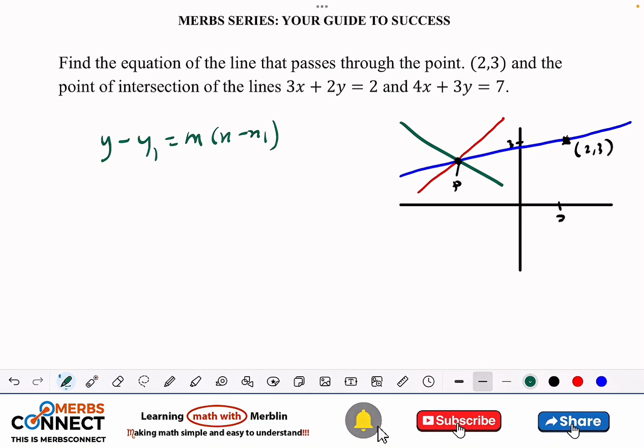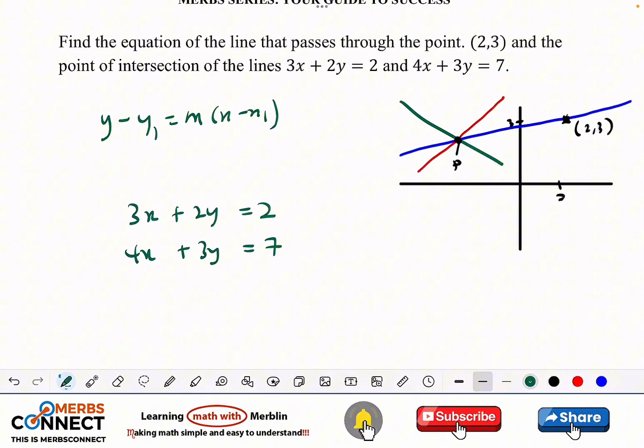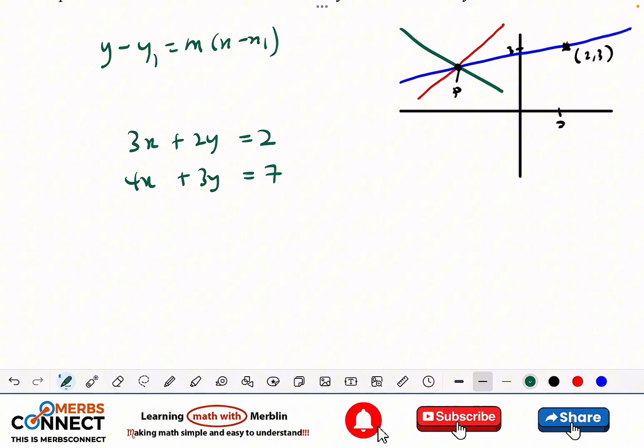So let's do that. Let's use the equation of the line. 3x plus 2y is equal to 2. Then we have 4x plus 3y is equal to 7. So let's solve this simultaneously. You can use the calculator mode 5 1. Then you just input the functions and it will give you the x value and the y value.